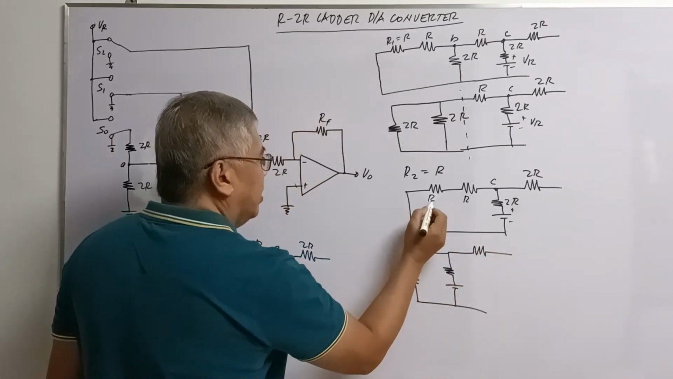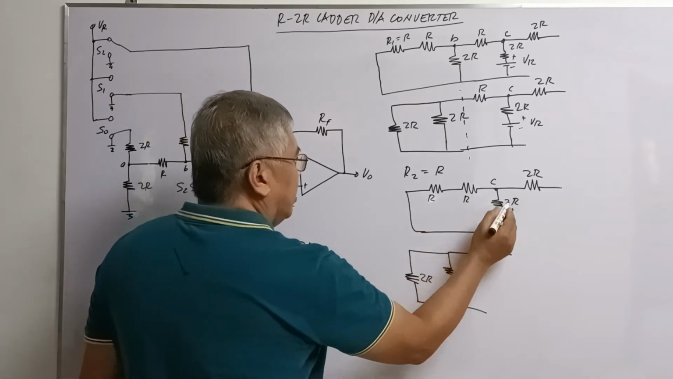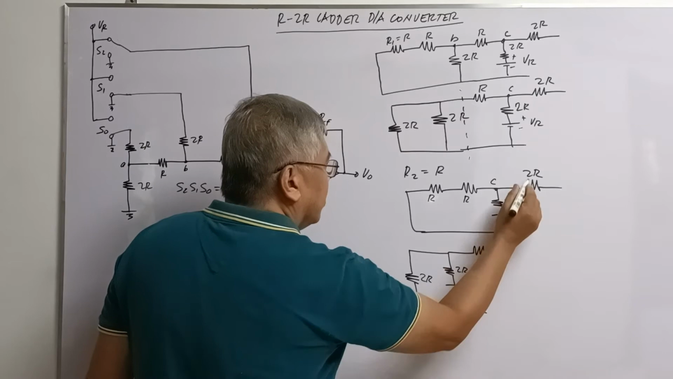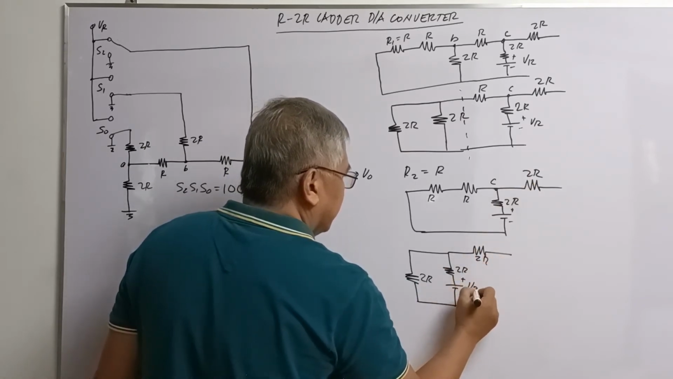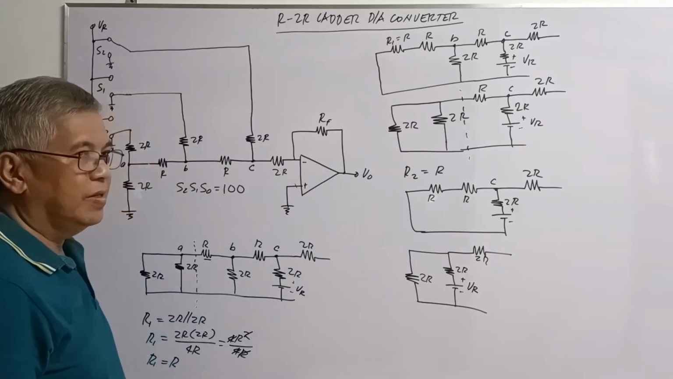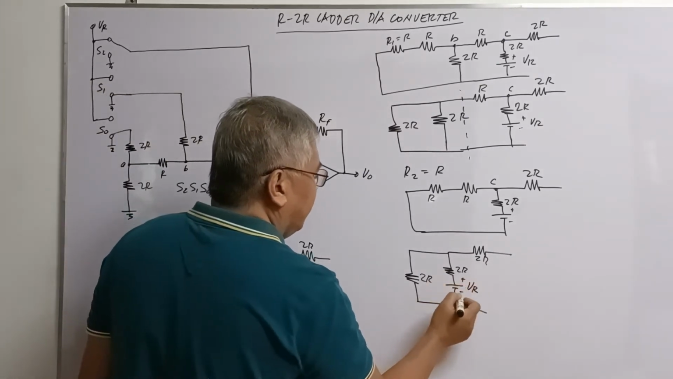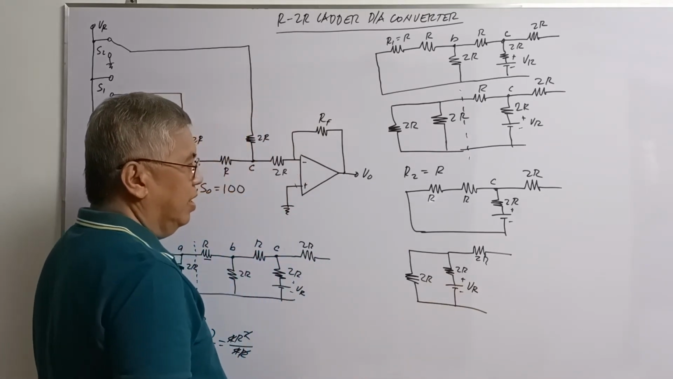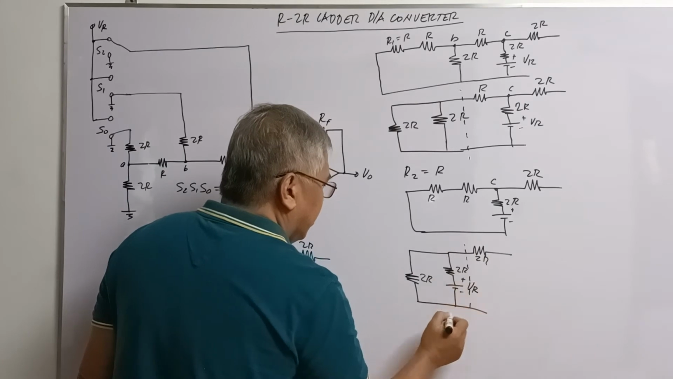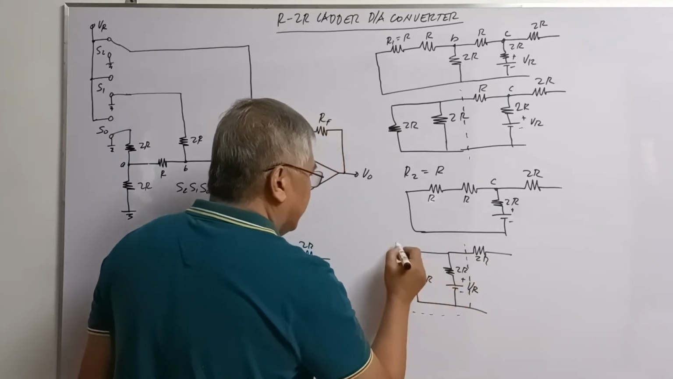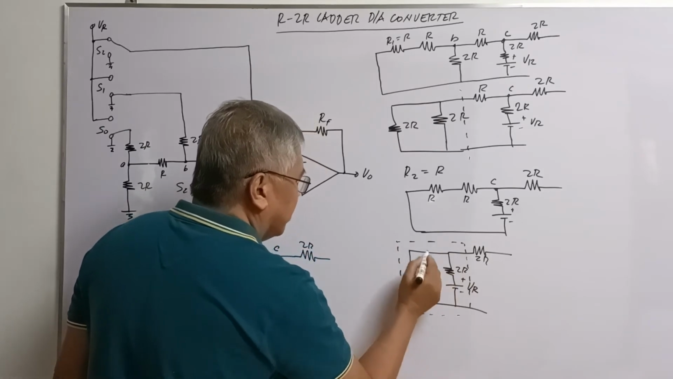Okay, so this one here, R plus R is 2R. And then you have here 2R, 2R, and then plus minus VR. Alright? So, since we have here now your VR, we can now determine the voltage drop across your 2R here. This one.